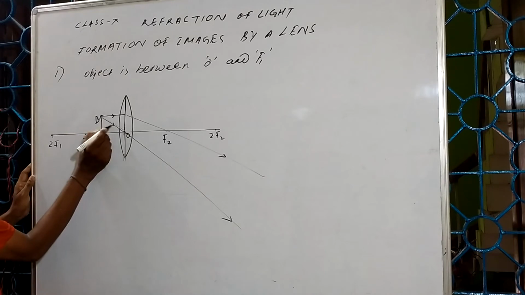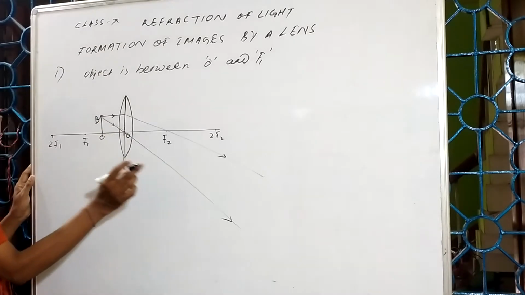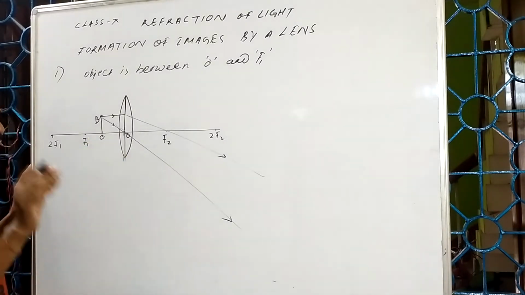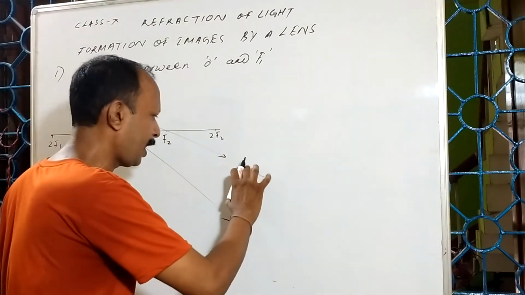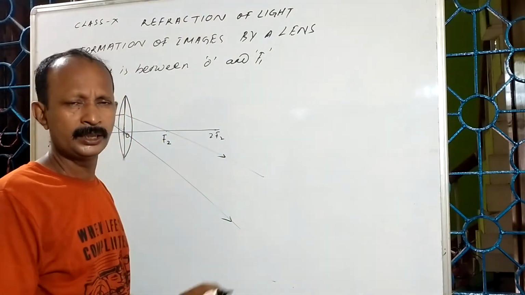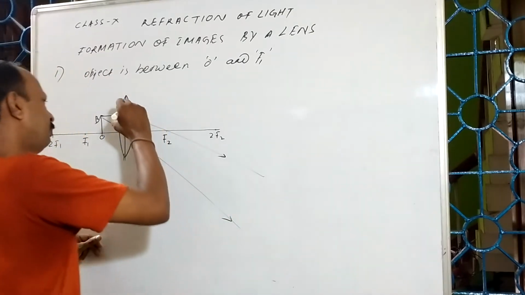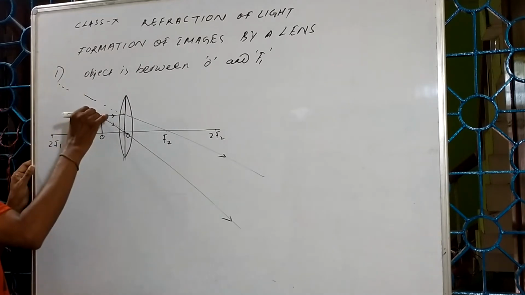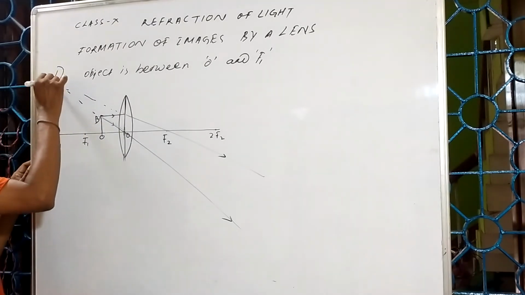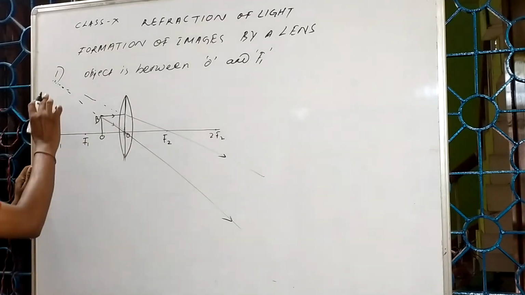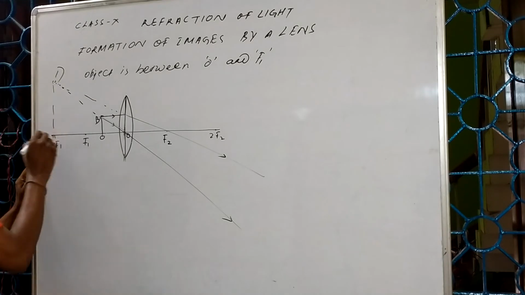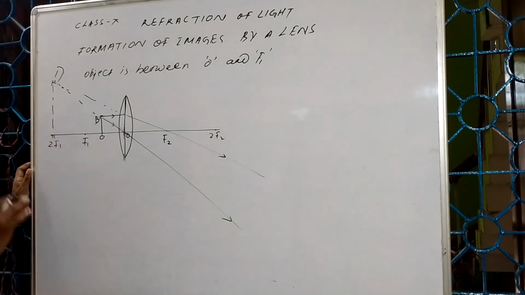I said the ray which is incident at the optic center refracts without deviating, whether it is a concave lens or convex lens. These two refracted rays are diverging, they won't meet. So if we produce them, then it seems that they are meeting.